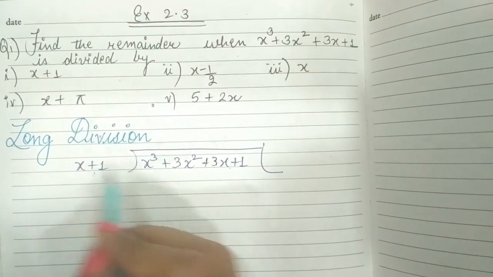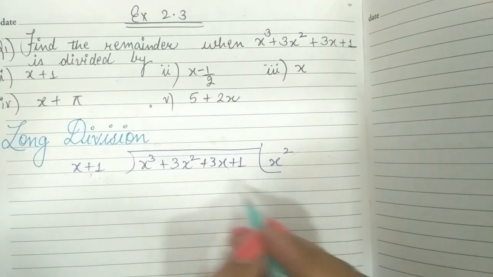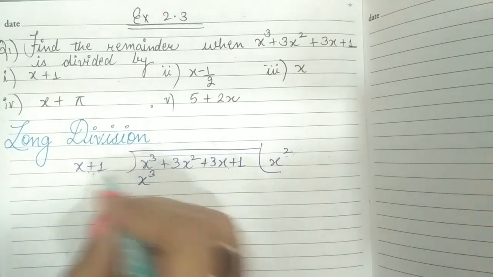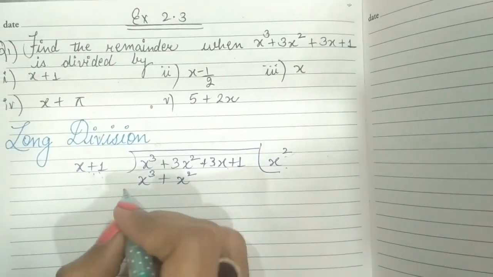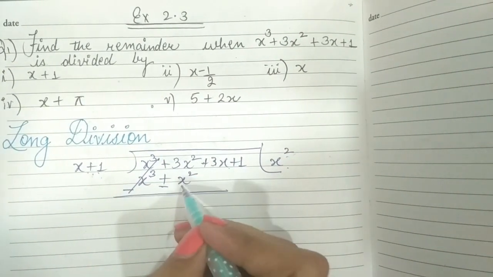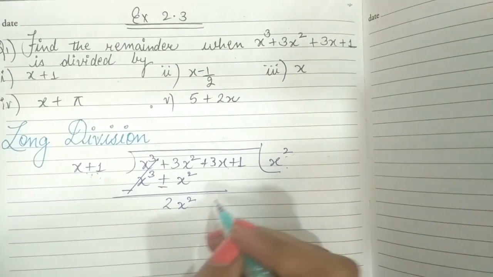To make x cube, we are going to multiply it by x square. x into x square, x cube; 1 multiplied by x square. Change the sign. 3x square minus x square, 2x square. Copy the next variable.